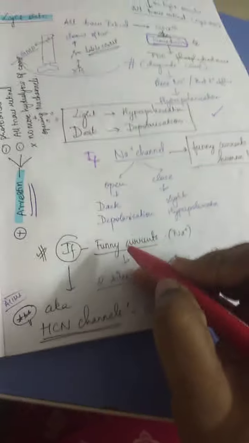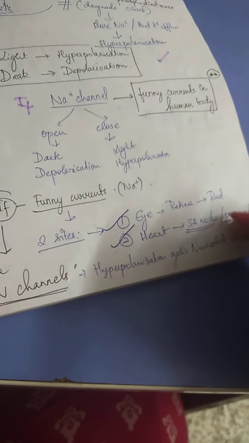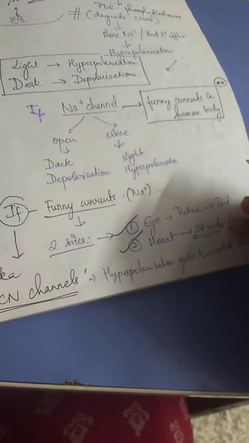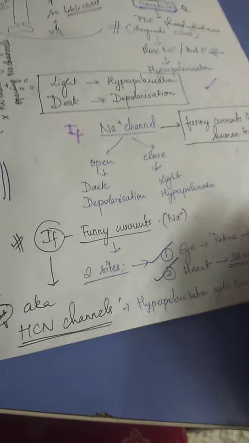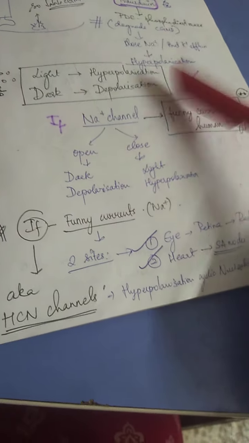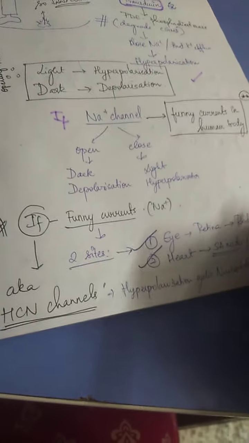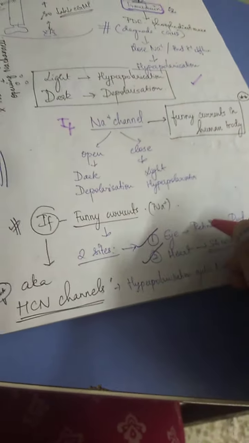One more fact is that the funny currents we've already read in the heart, which are present in the SA node, which produce the phase 3 action potential of the atria. In the eye also, funny currents are present in the retina, especially in the rods. So this is also present here.